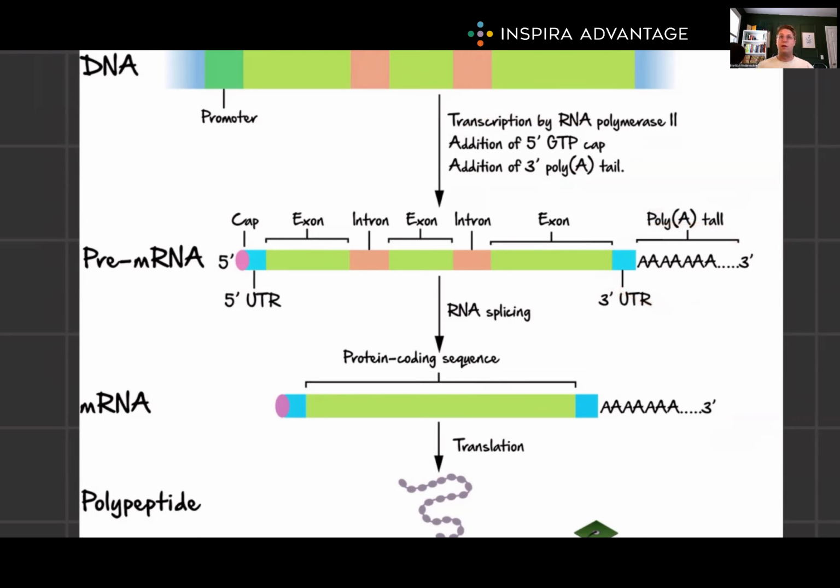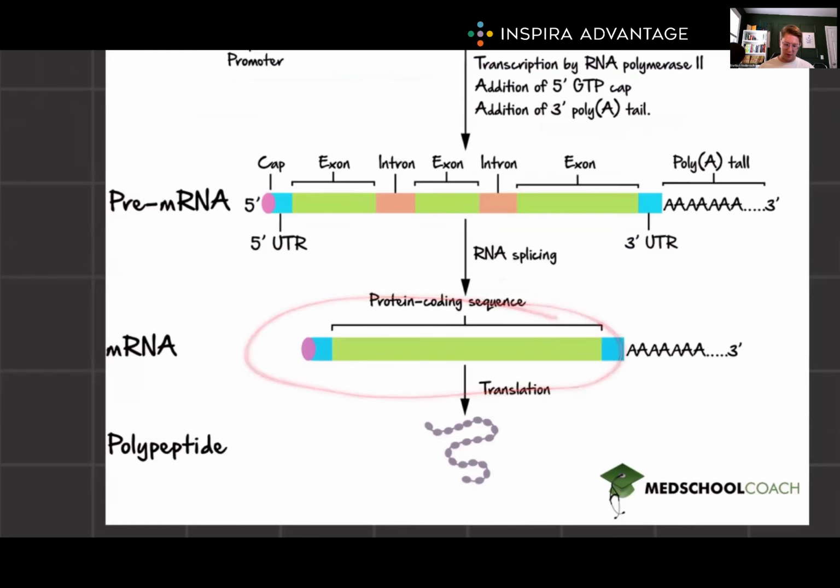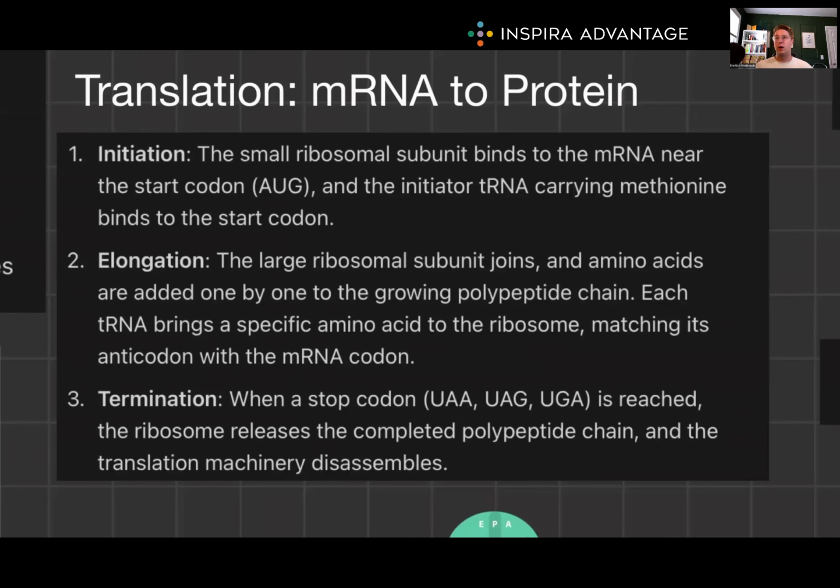And after we've stuck on our 5' caps and polyadenylated the mRNA, then we can get into splicing. So during splicing, we're going to remove the introns, which are non-coding regions. After the introns are removed, we're going to stick together the exons, the coding regions. That's shown in green in this diagram. So the introns are orange, we're going to get rid of them. We just want to keep the exons. And once we have our completed strand, now we can translate.